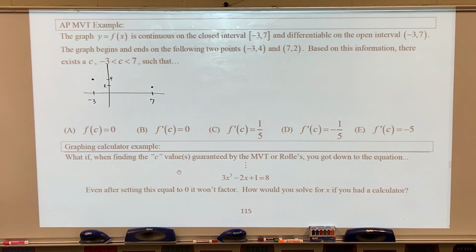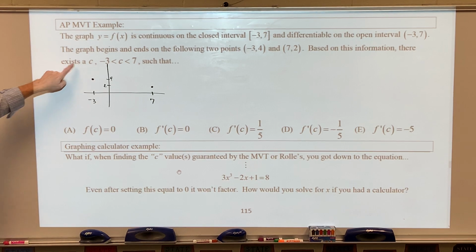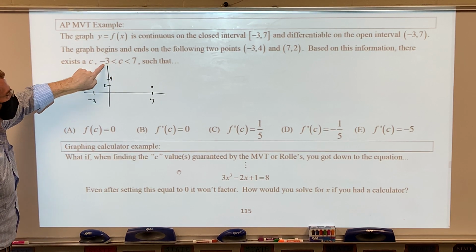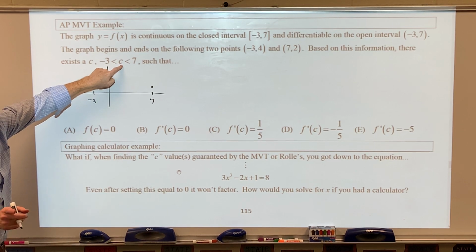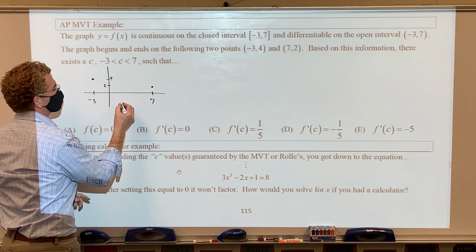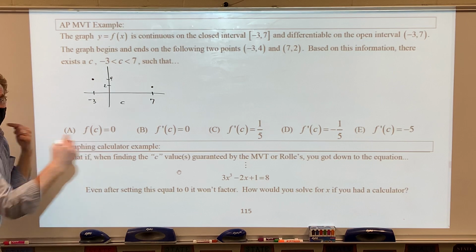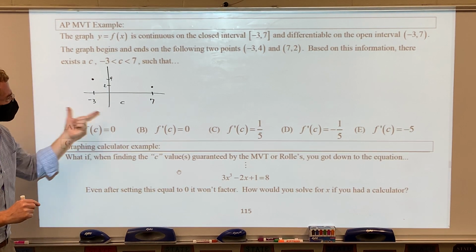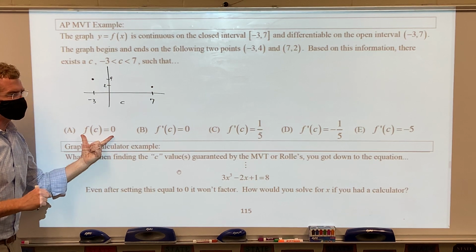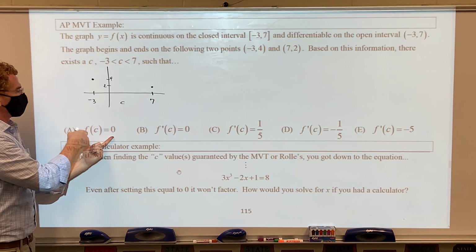Okay? It says, based on this information, there is a C. What are they talking about here? There is a point. Oh, an X value. There is an X value in between here and here, so there's some C somewhere in there, right? Such that what? Now, based on this, is there a guarantee that the value of F will hit 0?